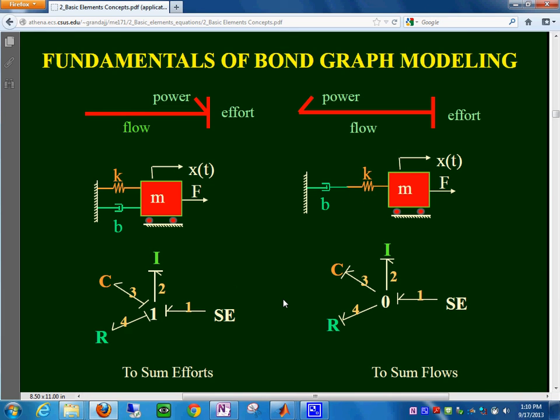Now, the elements that I showed you are individual elements like Is, Cs and Rs. But there are two elements that are used to indicate how things are connected, and which variables add, which variables subtract, and which variables stay constant. In the case of a mechanical system, such as the one I have on the left-hand side over here, the velocity is common to all the elements. Do you see that? If I move this, this is going to follow, and so this one.